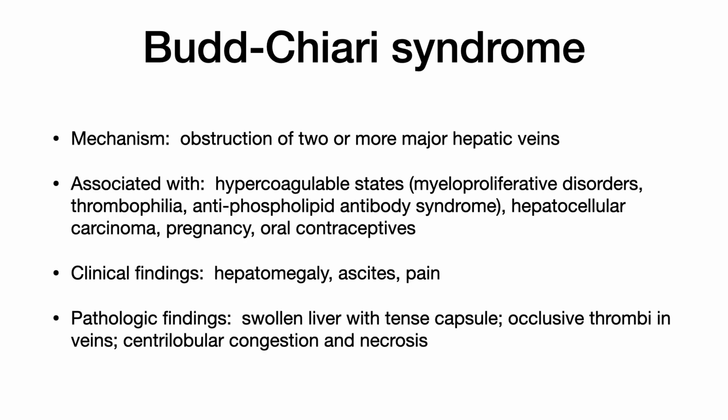So basically, since you have blockage of blood flow out, you can imagine that because of that, the liver is going to enlarge because it's going to have blood going into it, but no blood going out. So you can get hepatomegaly.